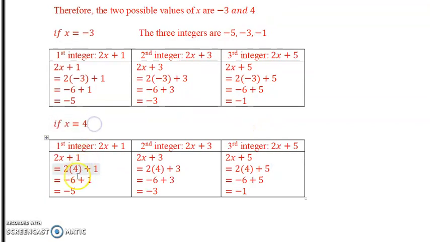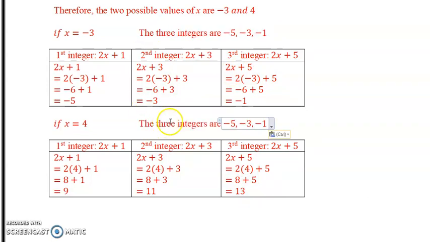So if x equals 4, I'm going to replace the -3 and use 4. That gives us 8. 8 plus 1 is 9. That'll give us 2 times 8 is 2 times 4 is 8. 8 plus 3 is 11. And then obviously 2 more of that would be 13. Yes, your prediction would be correct. 8 plus 5 is 13. So if x is equal to 4, the integers are 9, 11, and 13.